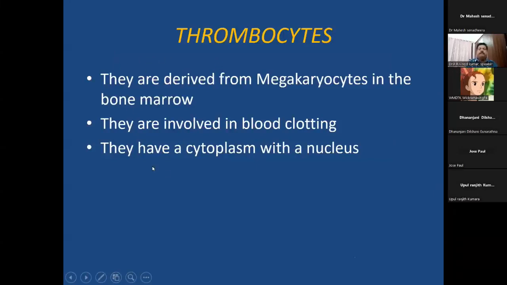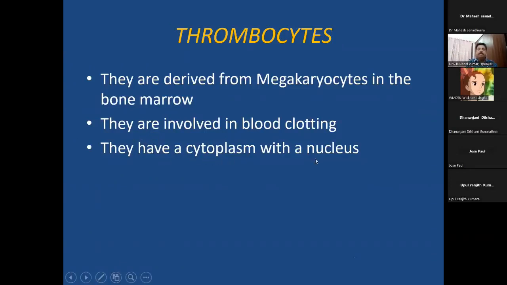Thrombocytes, platelets. Platelets are derived from the megakaryocytes in the bone marrow. Megakaryocytes: mega means large, karyo means nucleus, cytes means cell. So large cells with a large nucleus, that is megakaryocytes. As time goes on, small finger-like processes arise from the megakaryocytes, and each finger-like process will detach, forming small cells which are known as thrombocytes or platelets.